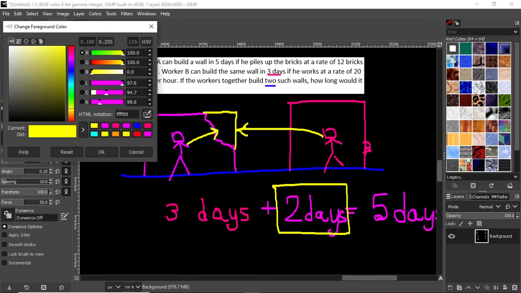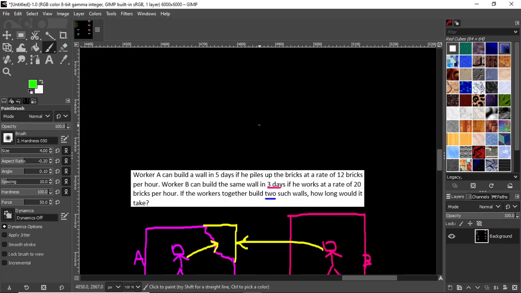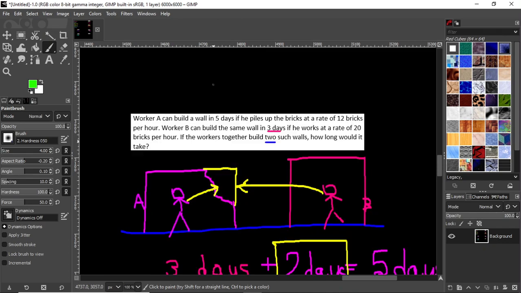The correct thing to do would be to just resort to our formula and mathematical logic. So safe and sound logic would be, alright, this is our T1, this is our R1, this is A's wall, so this is one wall. That would be W1. Now for worker B, same: that's one wall, that's going to be W2, and it takes 3 days, so that's T2. If he works at a rate of 20 bricks per hour, so that's R2.